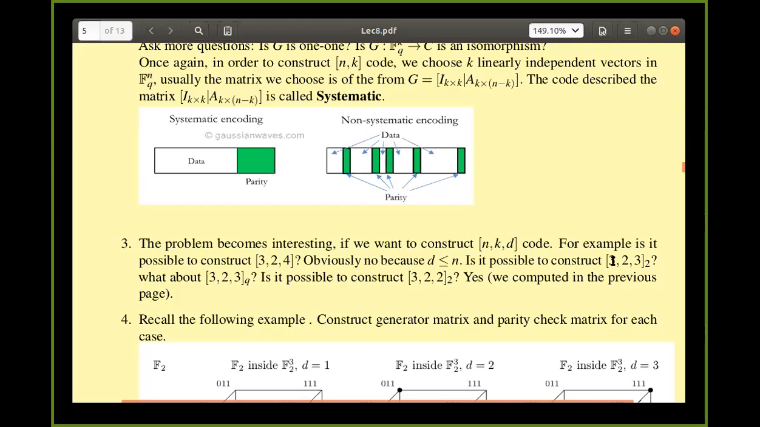Is it possible to construct a [3,2,3] code over base 2? So now I put here 2. 2 means binary. I am asking binary. Is it possible to construct a [3,2,3] code? What is the meaning of this? So is it possible to find an encoding map from 00, 10, 01, 11 to F2 power 3, so that the distance is equal to 3? Is it possible?